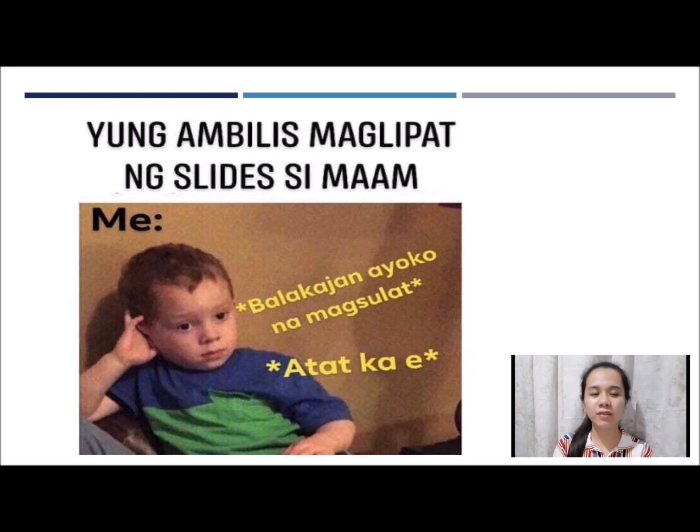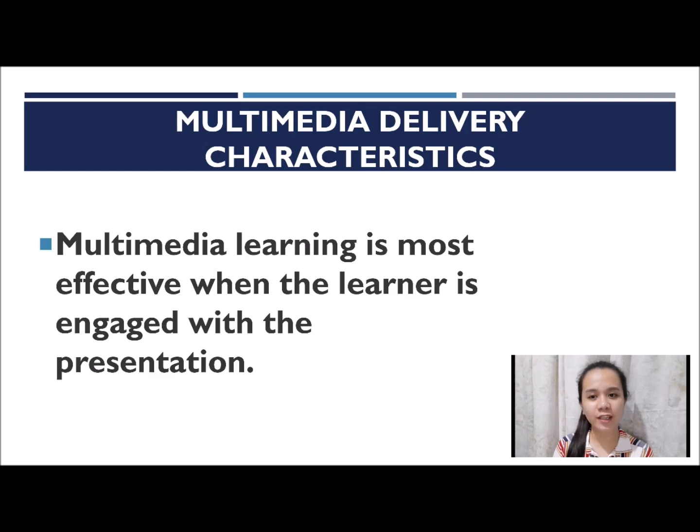So we must remember that not all our learners learn at the same pace. We must give them the control on their own learning process. So how do we do that? By slowing it down. Let us stop or pause for a bit and let them process the information that we are presenting to them. The next one is multimedia learning is most effective when the learner is engaged with the presentation or when the learner can relate to your presentation.